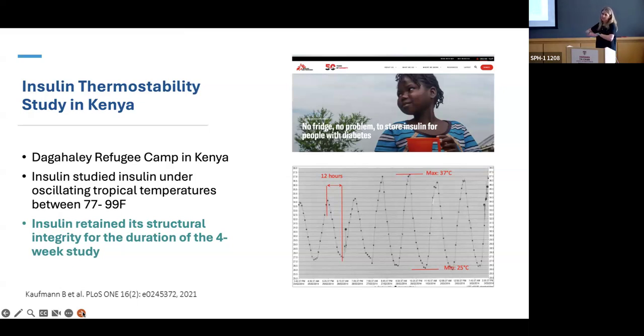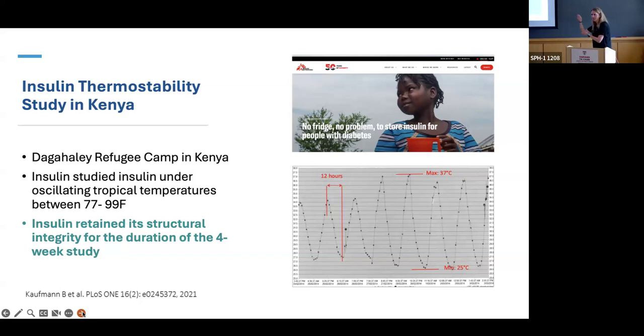And they replicated this at a lab in Geneva, at the University Hospitals of Geneva, looking at fluctuating temperatures. Normally in Kenya, the temperatures fluctuate between 77 and 99 degrees Fahrenheit between day and night. And they found that over those 4 weeks, the insulin retained its structural integrity and its activity. For them this was a game changer, because now they felt comfortable giving these individuals insulin to take home for at least a month.